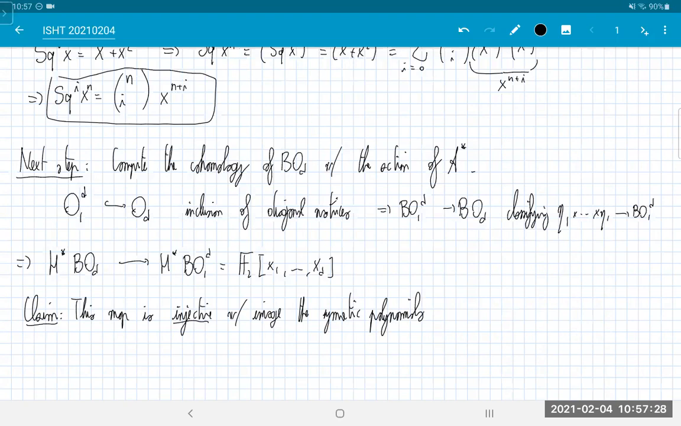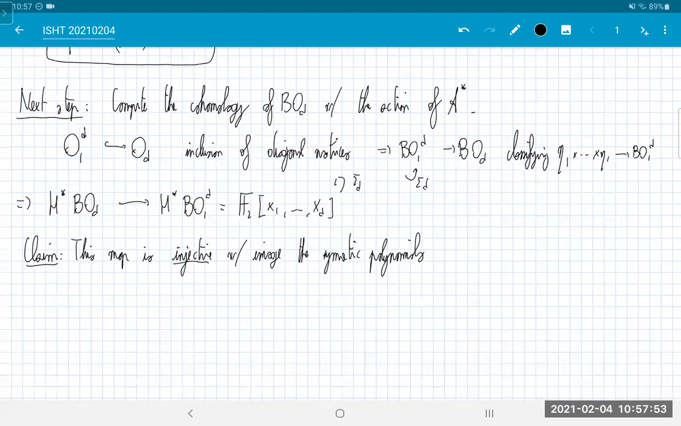Of course, the image is clearly contained in the symmetric polynomials, because this map is equivariant for the action of sigma d. And the action of sigma d, by the way, just permutes the generators. This is just a permutation of the tensor factors in the Künneth formula. And so it lands inside the symmetric polynomials. And I'm claiming that this is the whole image.